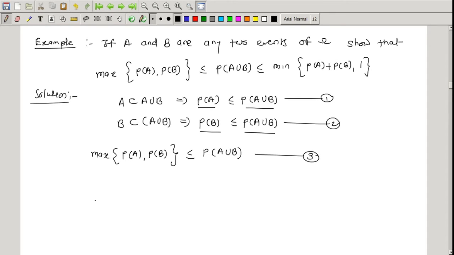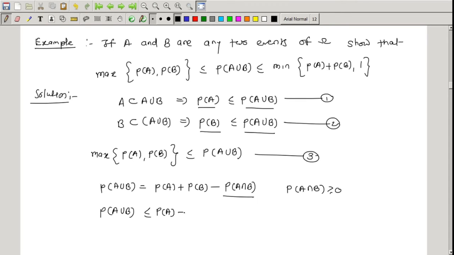Then we know by addition theorem we can say that P of A union B is equal to P of A plus P of B minus P of A intersection B. But we know P of A intersection B is greater than or equal to 0. And if I remove this, I will get P of A union B is less than or equal to P of A plus P of B. Equation number 4. Correct?